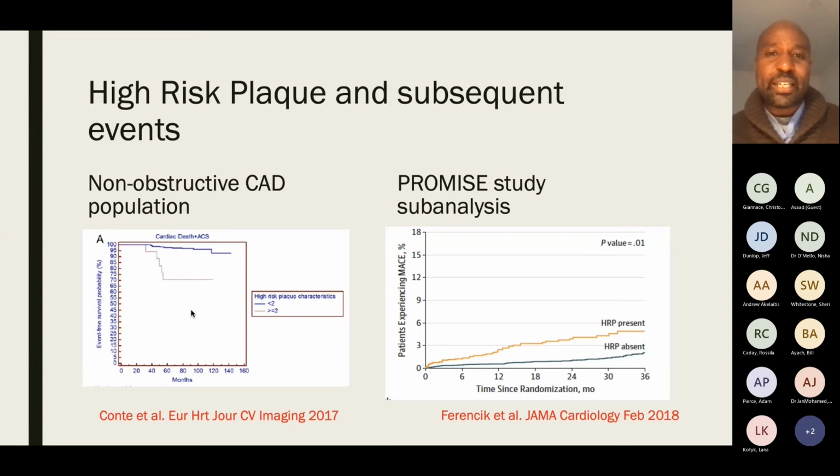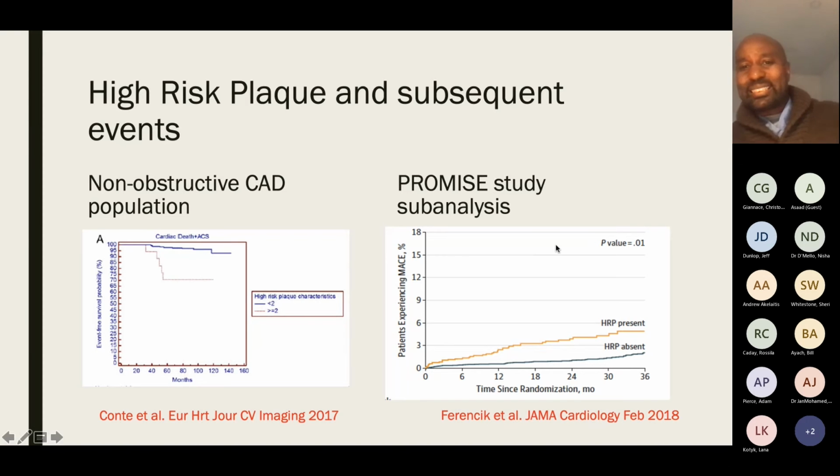And they have been found to correlate with subsequent or increased risk of subsequent plaque rupture events. So on the left, this figure is looking at data from the Netherlands, looking at patients strictly with non-obstructive CAD on their CT angiograms. And what they found was if you had 2 or more high-risk plaque characteristics, it correlated with increased risk of adverse events. And so you see this is event-free survival on the y-axis. So the blue line is less than 2 high-risk features, and then 2 or more, you see a lower risk, a lower incidence of event-free survival.